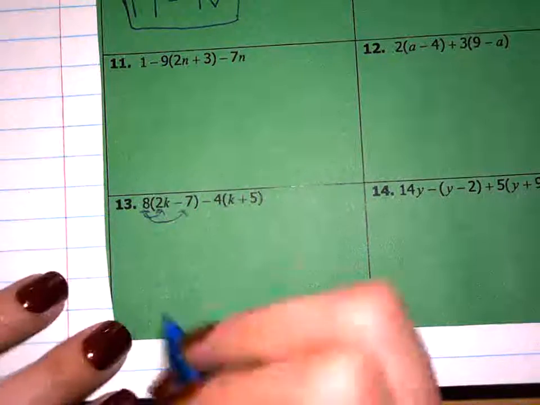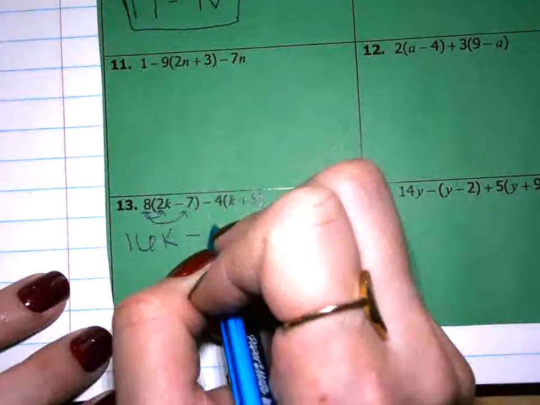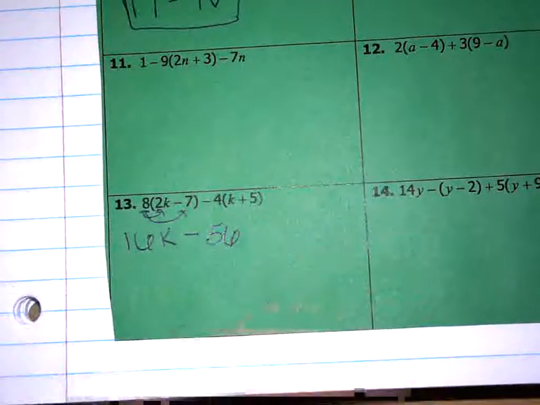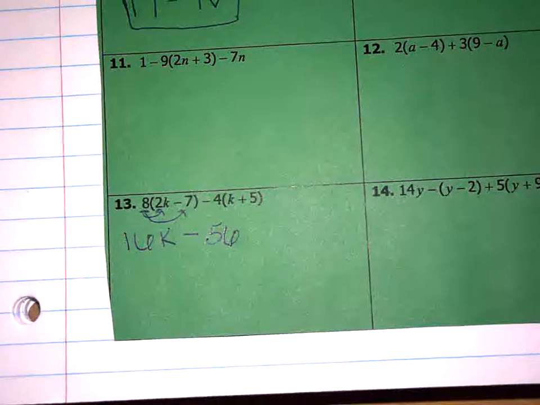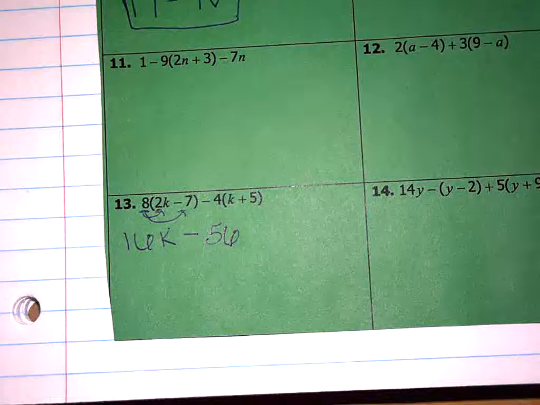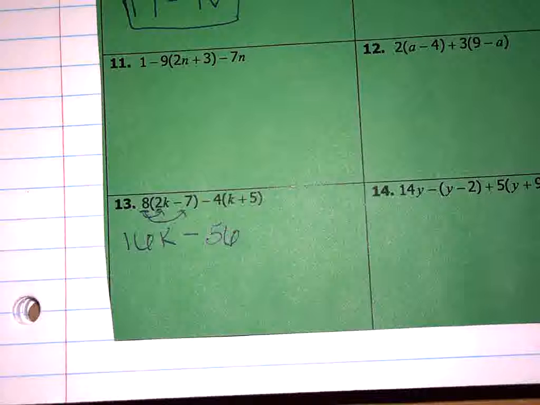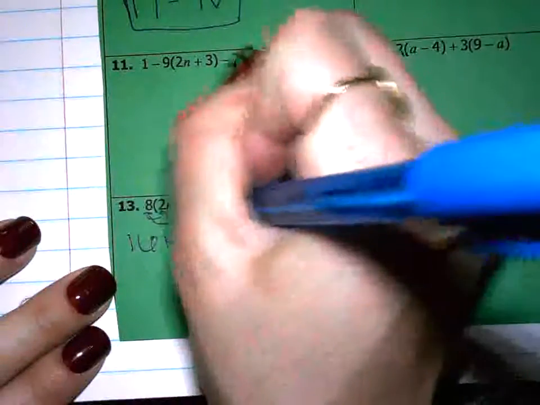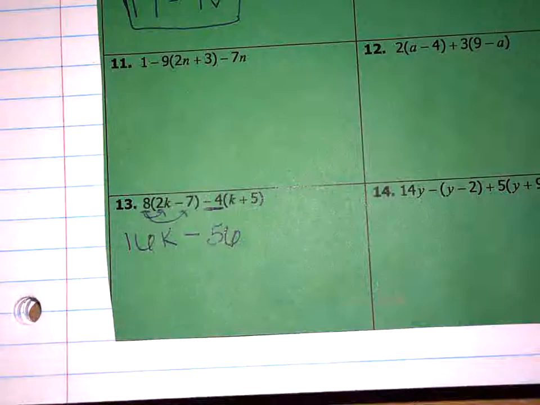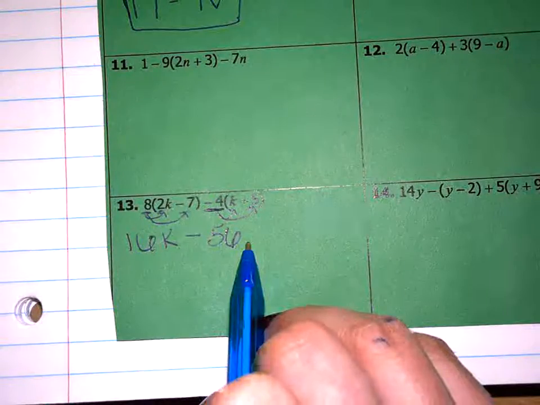Good. So what do I get then, everyone, when I distribute? 16k minus what? 56. That one was the basic easy one. The next one's the harder one. What number am I distributing on the second set of parentheses? What am I distributing, everyone? Negative 4. So if I distribute that negative 4, what should that first term say?